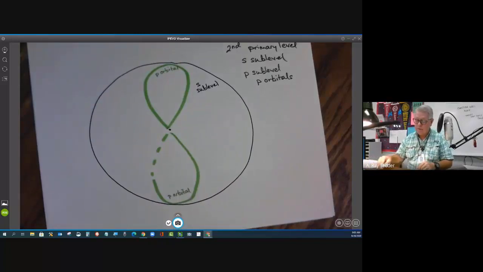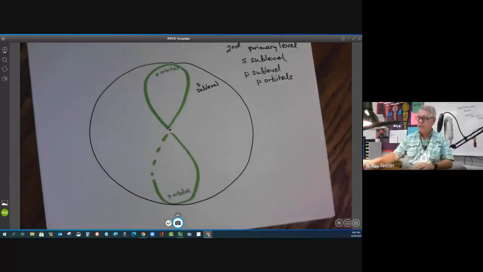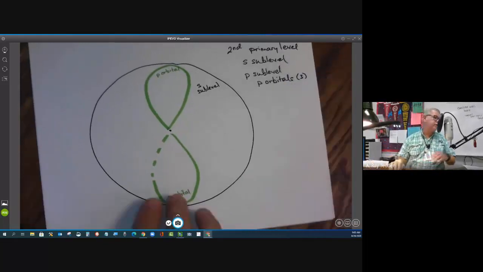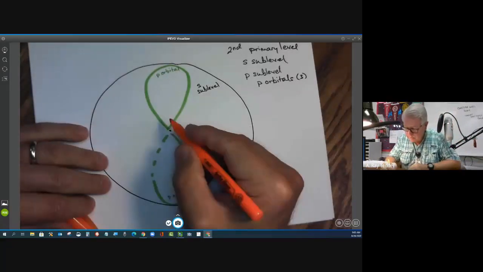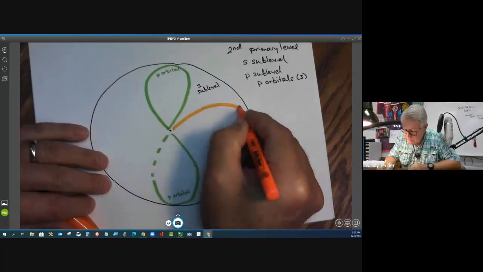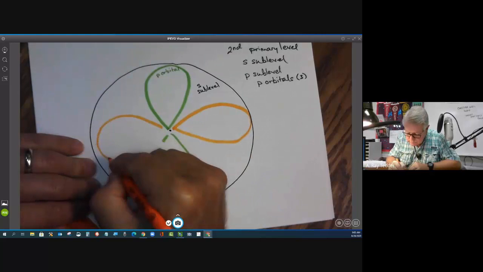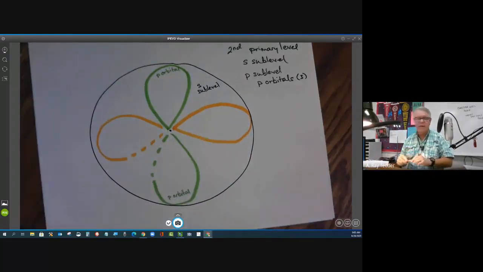All right, then the p sublevel actually has 3 different p orbitals. I'm going to put 3 here in parentheses, okay, to remind you that's the case. So let's see here. Let's make the next one. I can find it. There it is. We ought to have another p orbital we're going to make. We're going to do it 90 degrees to this. Same thing here. I've got a dotted line because I'm drawing something in front of it here in just a minute.